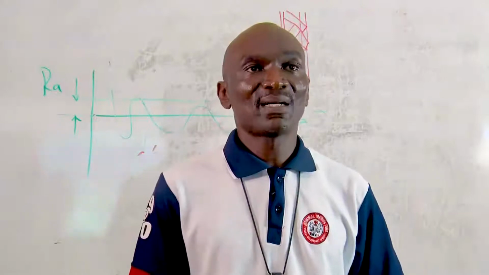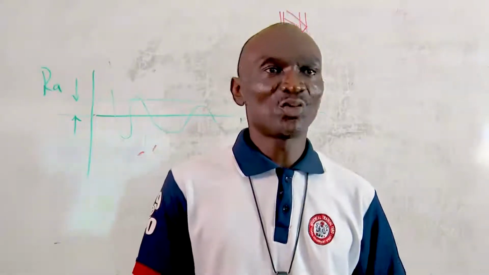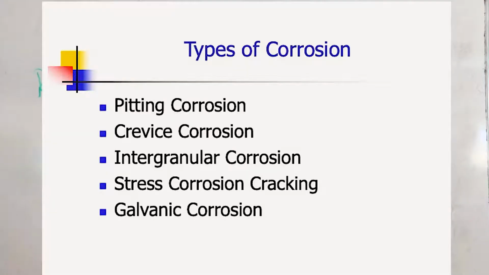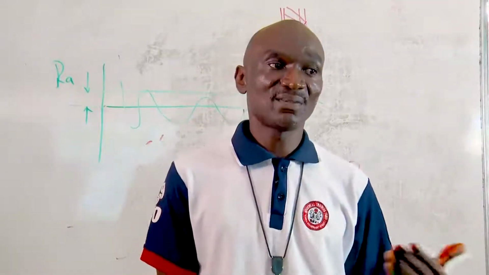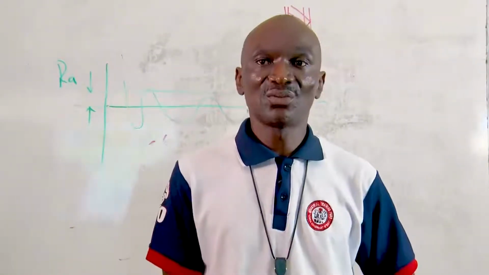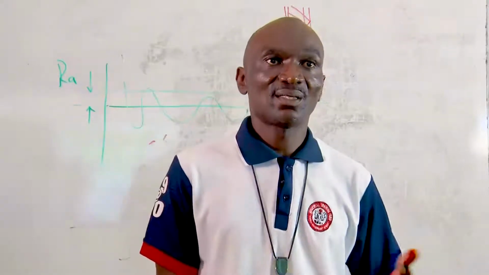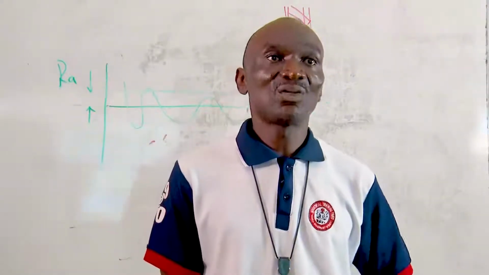With that in the background, I want to look at the types of corrosion that we have. Basically, we have 5 major types of corrosion. We have pitting corrosion, crevice corrosion, intergranular corrosion, stress corrosion cracking, and galvanic corrosion. We'll be examining each of these briefly, and for a more comprehensive treatment, I refer you to the notes on the website to get more details.